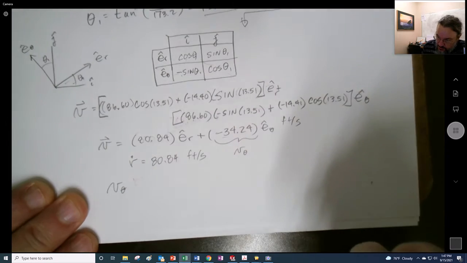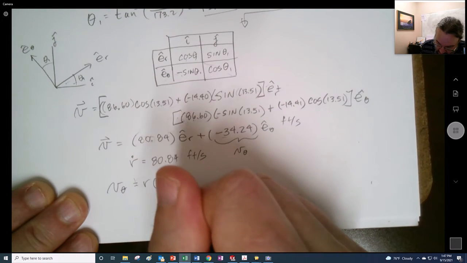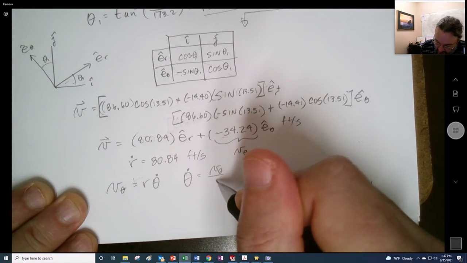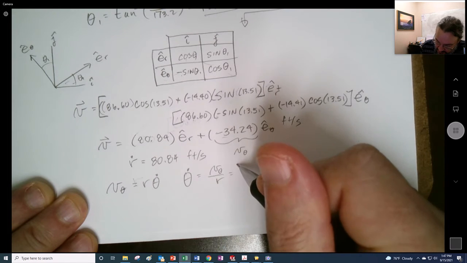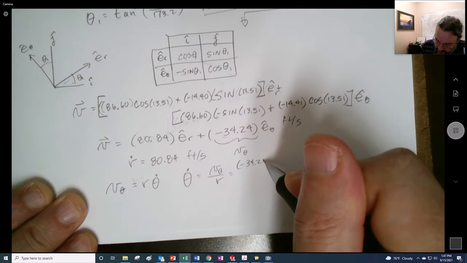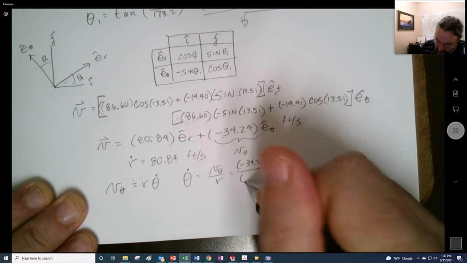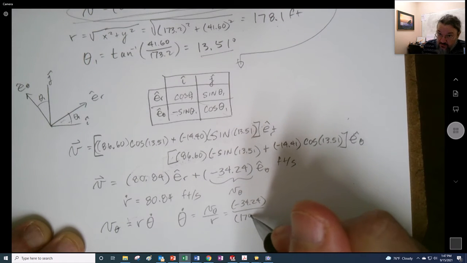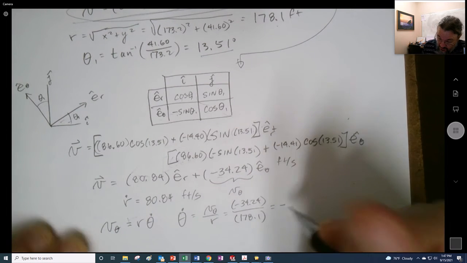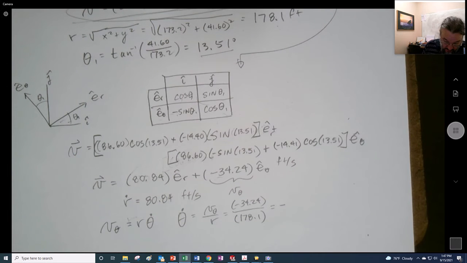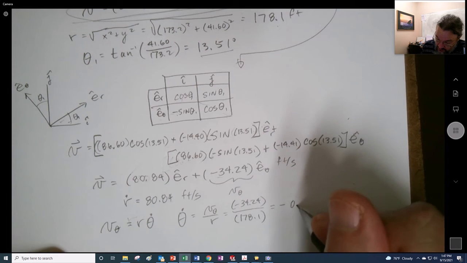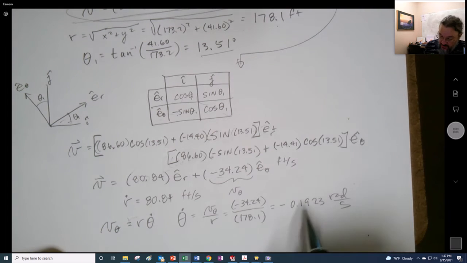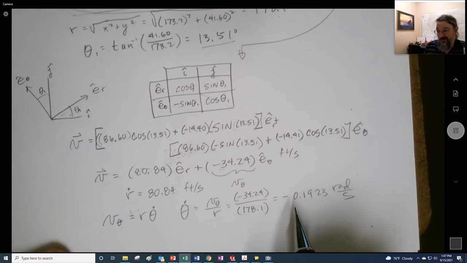And that's going to be equal to R theta dot. So we want to get theta dot, so we divide V theta by R. So we take a negative 34.24 and divide it by the R that we got all the way up here, 178.1. So we get a negative 0.1923 radians per second. And that kind of makes sense that it's negative because it's going clockwise, right?